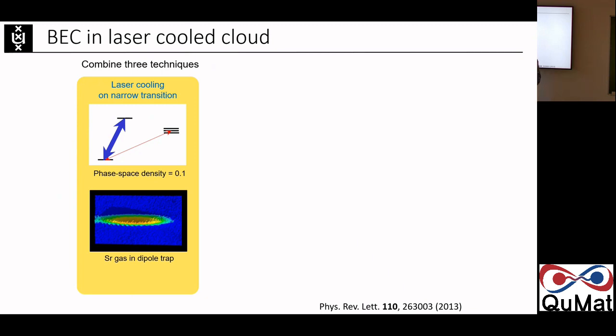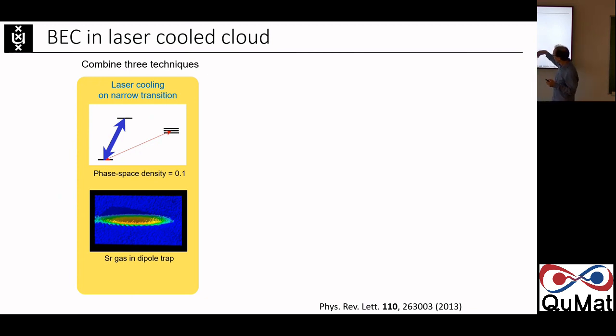And you have to know that the density you can reach is better if you're working with a narrow transition. The temperature is just much lower, since it's proportional to the linewidth of the transition. So you go from millikelvins to microkelvins temperature in no time by switching the transition. And if you do this in an optical dipole trap, your gas also gets quite dense, and then you have already a phase-space density of 0.1. Remember, Einstein told us you need to go above 2.6 to get a BEC.